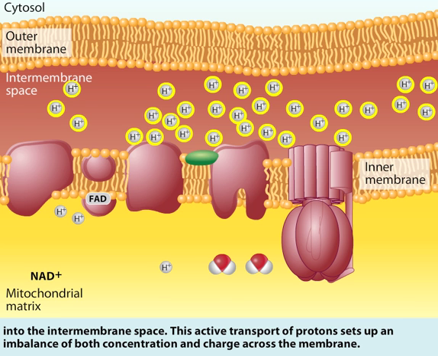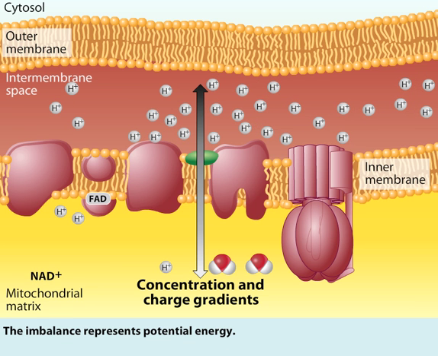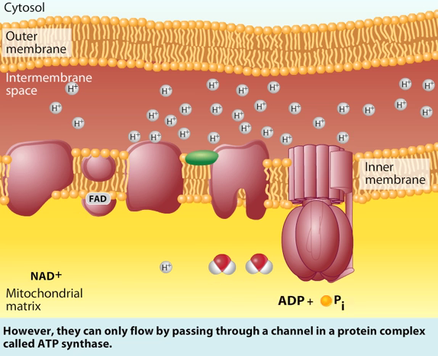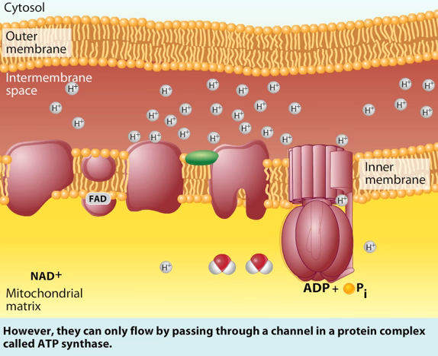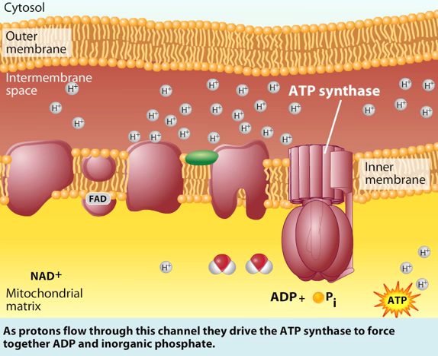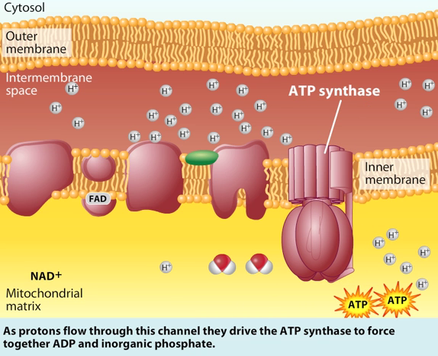This active transport of protons sets up an imbalance of both concentration and charge across the membrane. The imbalance represents potential energy. The protons have a tendency to flow down their concentration and charge gradients. However, they can only flow by passing through a channel in a protein complex called ATP synthase. As protons flow through this channel, they drive the ATP synthase to force together ADP and inorganic phosphate.